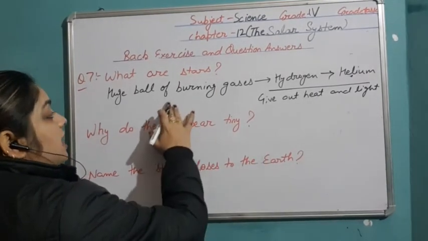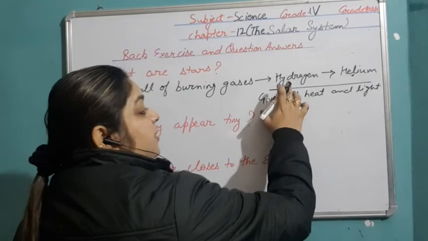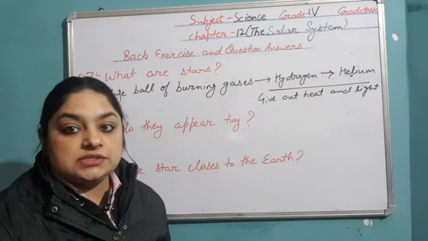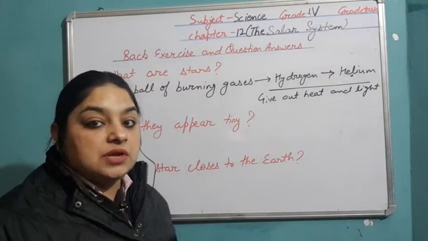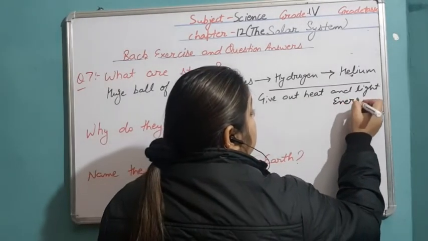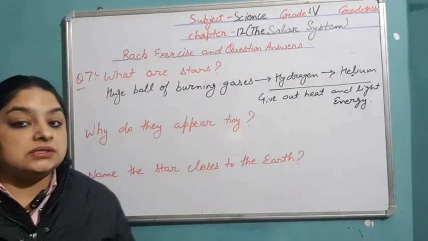So stars are huge balls of burning gases, and which ones? Especially the gases hydrogen and helium. These are the gases present on the surface, and hydrogen is continuously getting converted into helium. Due to this conversion, it gives out heat and light energy. There are a few stars which are even bigger than the sun.